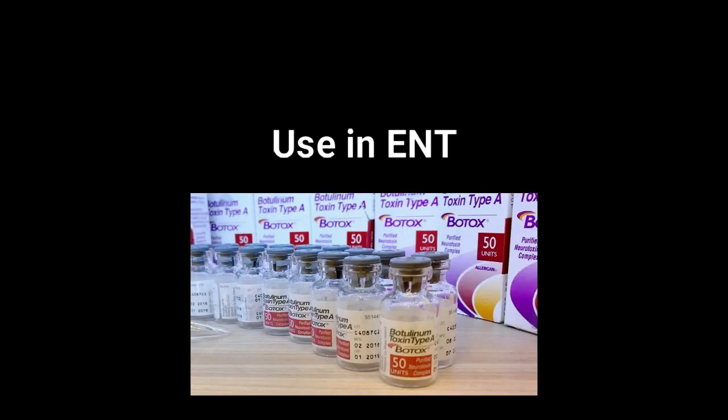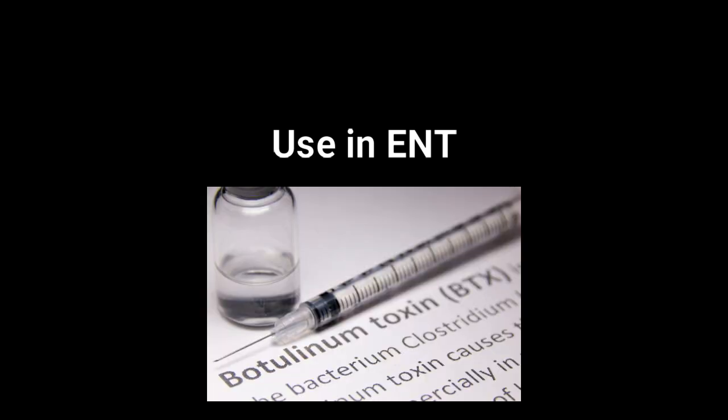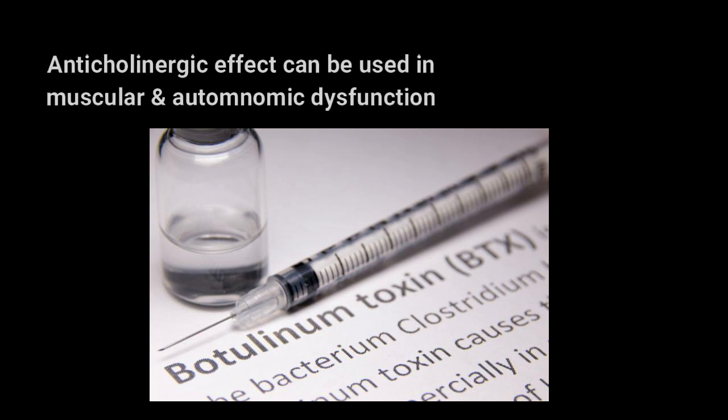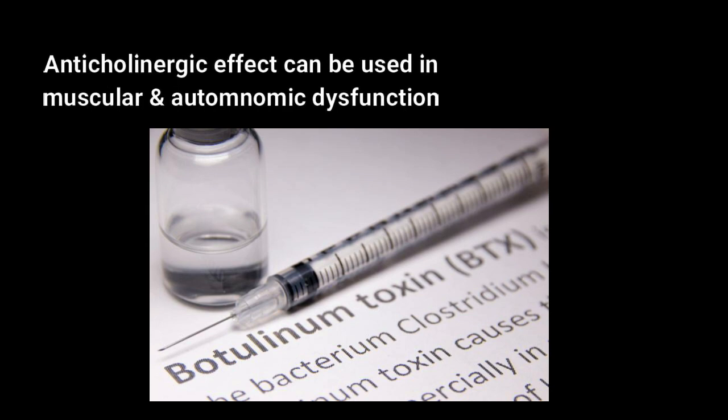Now, what are the uses of botulinum toxin in ENT? From the mechanism of action, we have understood that it is used clinically to either paralyze muscle that is overactive or to reduce secretions from glands. Through this anticholinergic effect, botulinum toxin is a suitable therapeutic option for dysfunctions of muscular and the autonomic nervous system. The conditions are spasmodic dysphonia.